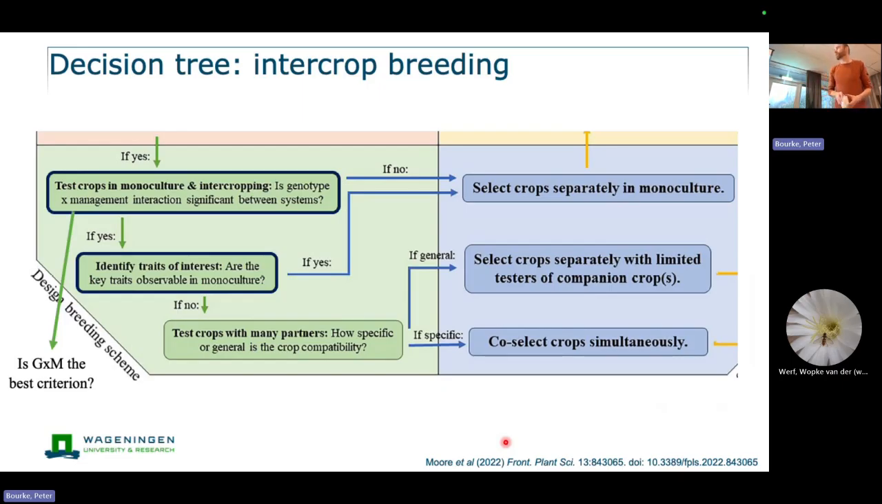The following point is identify traits of interest. So supposing we have a G times M interaction, can we observe our key traits in monoculture? So again, it's not a particularly easy point to answer because we may not know a priori what the key traits are. So it may not just be simple for us to say, well, let's screen for key traits and check if they're observable in monoculture if we don't actually know what the key traits for intercropping are. And this is non-trivial as well if traits change between systems.